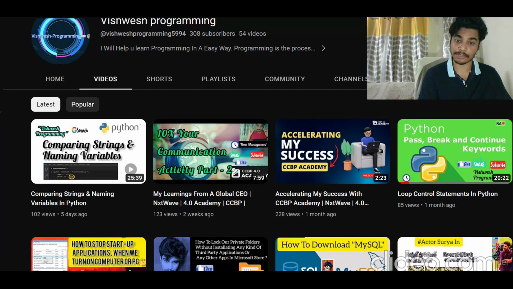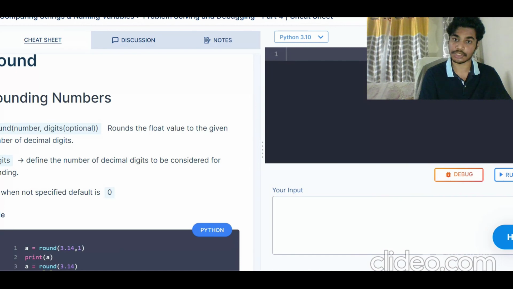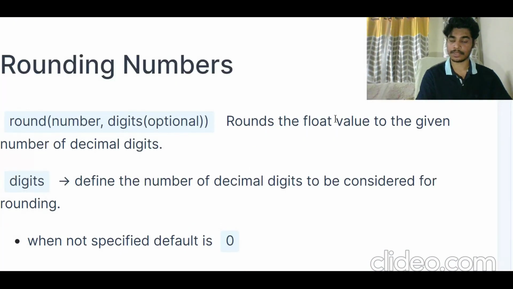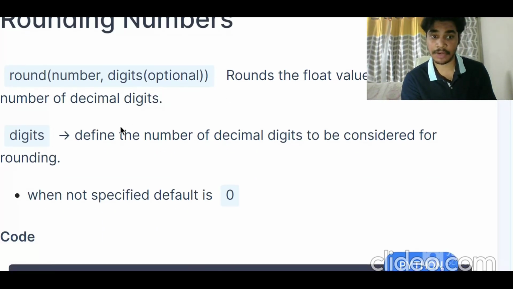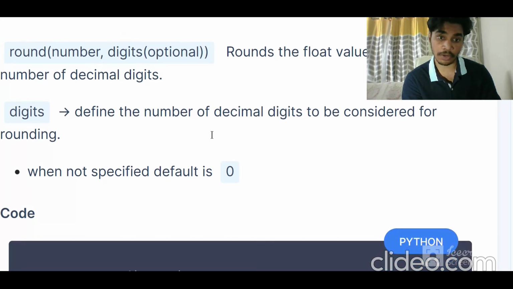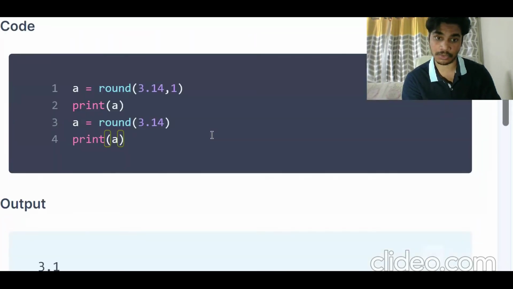Let me show the cheat sheet. I hope the screen is clear for you. The first topic is rounding numbers. If you read out the sentence here: it rounds the float values to a given number of decimal digits. Digits here defines the number of decimal digits to be considered for the rounding. When not specified, the default is 0.